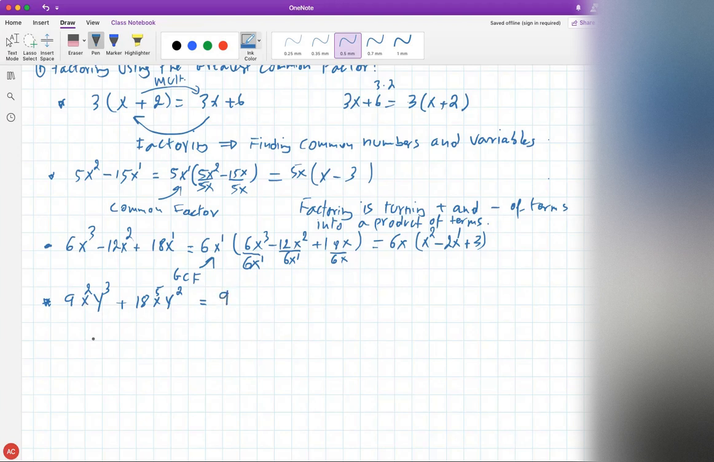What else do you see common besides the 9? X, that's right. We have x squared and y squared. So x is common. We have x to the 2 and x to the 5. Again, take the lower one, x to the 2. Then for the y's, we have y to the 3 and y to the 2. Again, we're going to take the lower of the 2. And that's it. That's our greatest common factor.